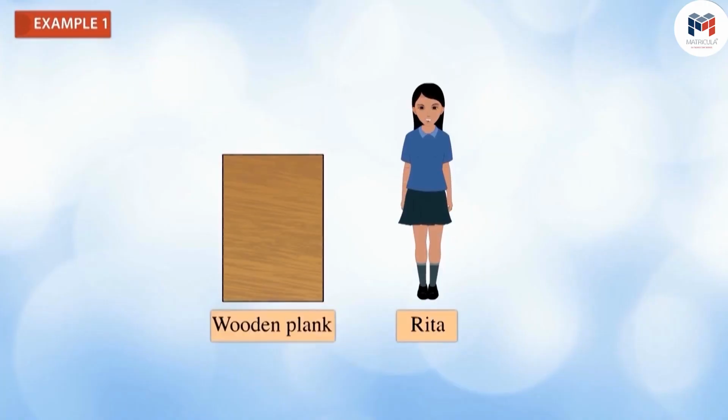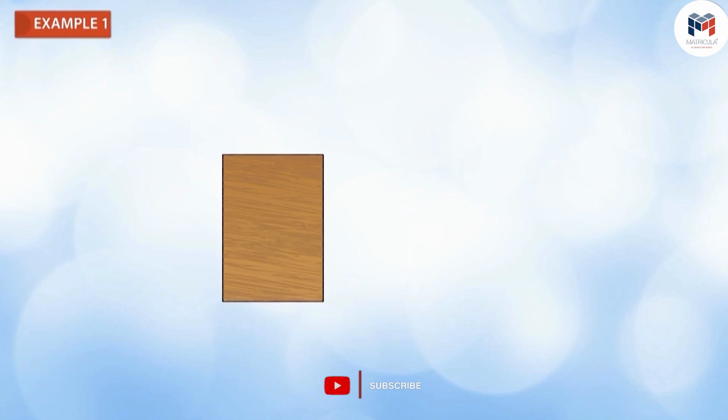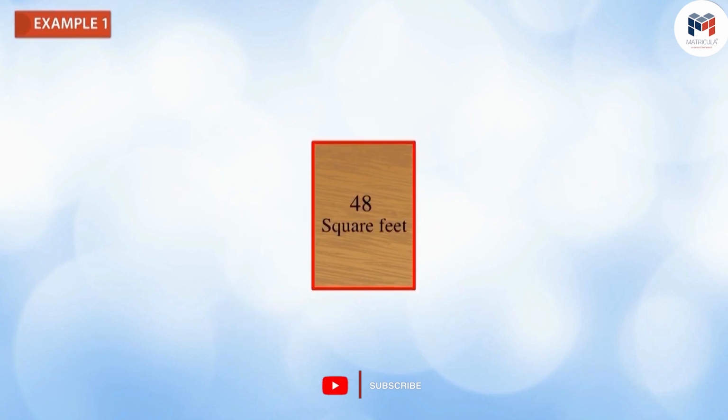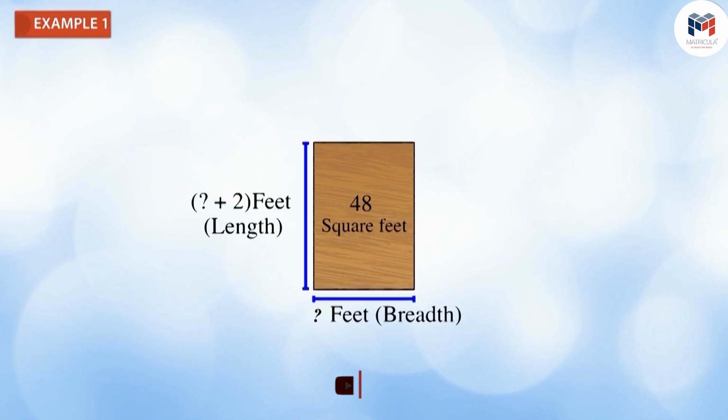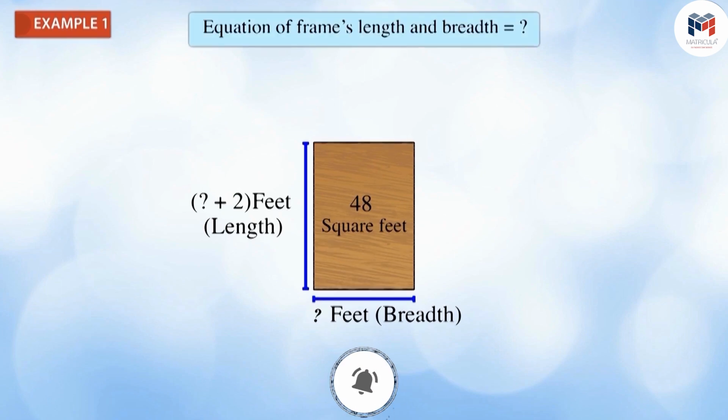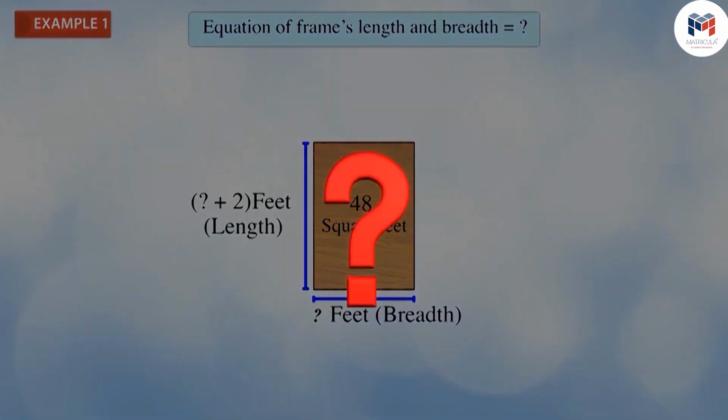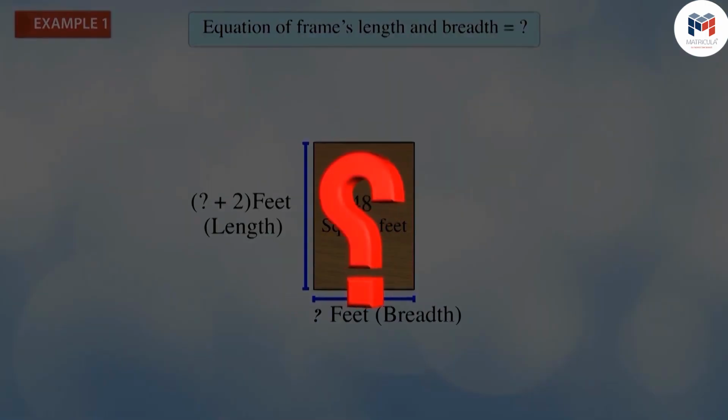Rita has a wooden plank with an area of 48 square feet and its length is 2 feet more than the breadth. Rita has to construct a wooden frame with the plank. For this, she needs the equation of length and breadth of the frame. Will you help Rita find an equation that will be formed to find the length and breadth of the frame?